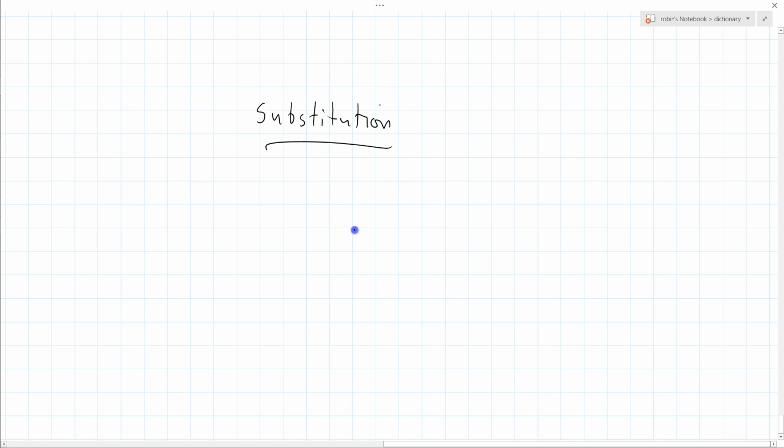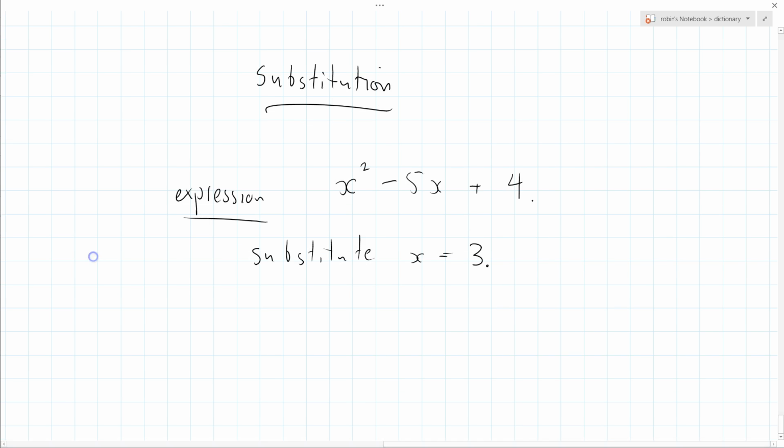So if I have an expression like this, x squared minus 5x plus 4, that's just an expression. And I might want to say substitute x equals 3, let's say. All I mean is that I take this value of x here and I just put 3 in its place.